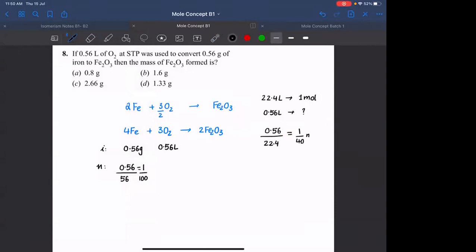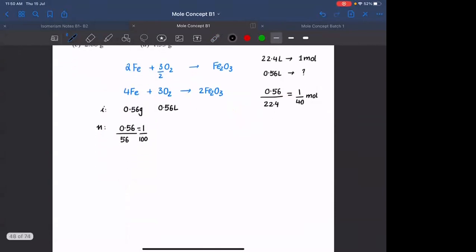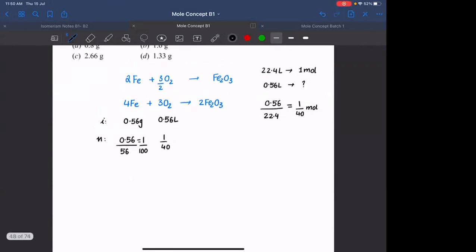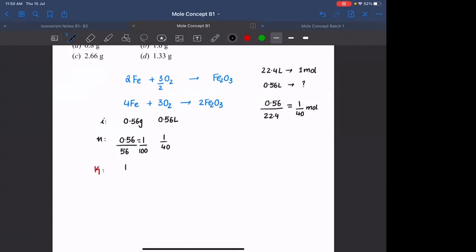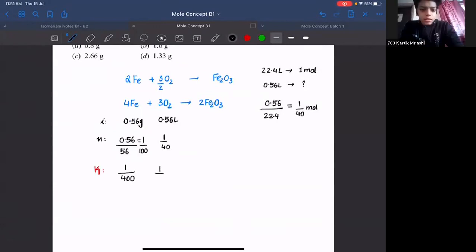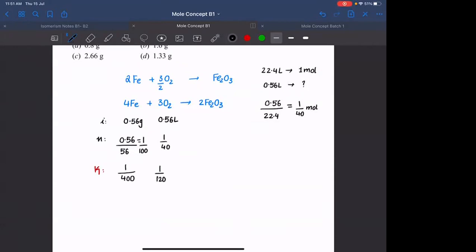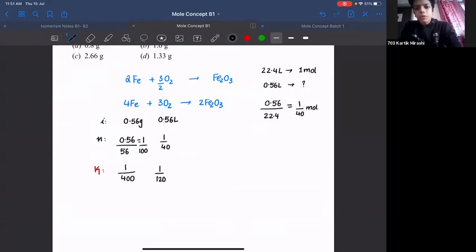This is 1/40 mole. So you have 1/100 moles of Fe and 1/40 moles of O2. What is the next step? You need to calculate the value of K. K is given moles upon stoichiometric coefficient. So 1/100 divided by 4 will become 1/400. And 1/40 divided by 3 is 1/120.